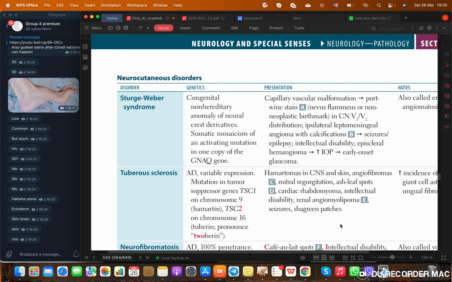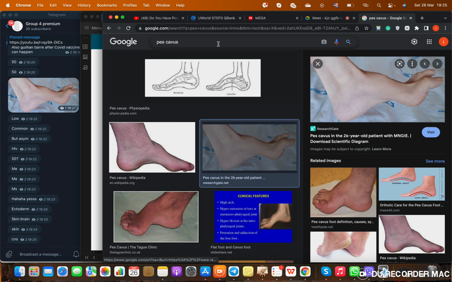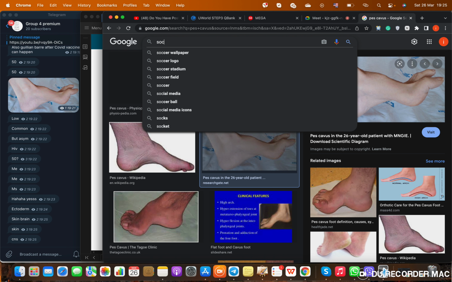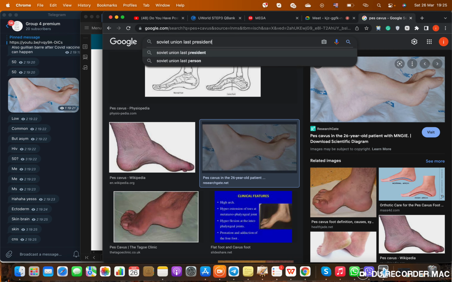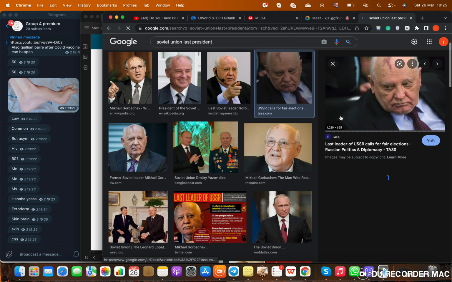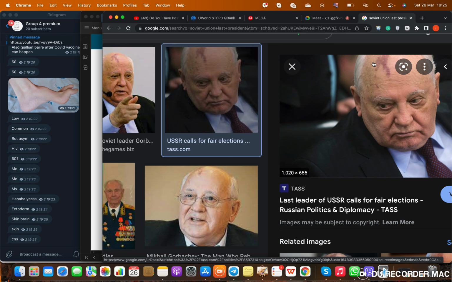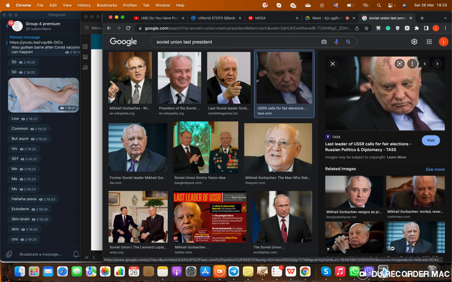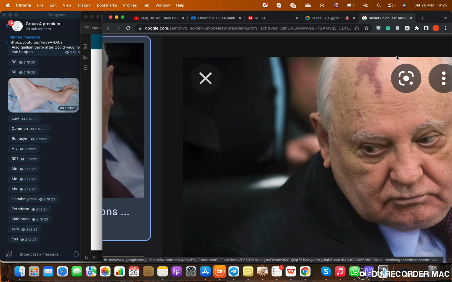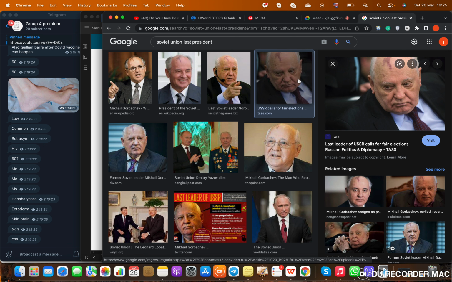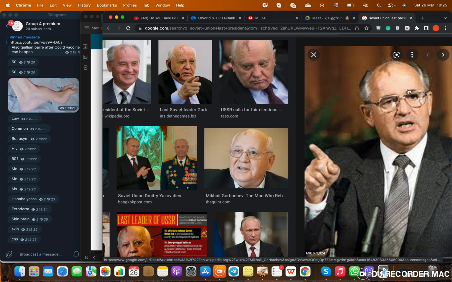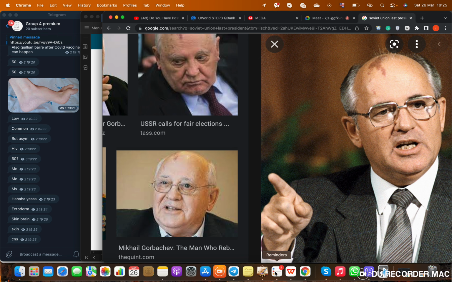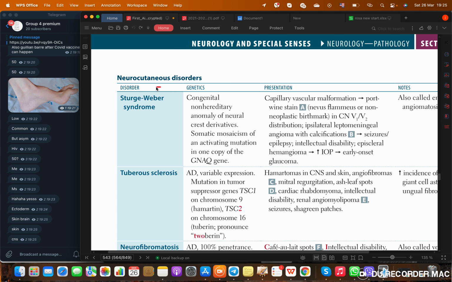This first disease is Sturge-Weber syndrome. Okay, guys, I know this is kind of annoying, so let me start speaking about the Soviet Union. The last president of the Soviet Union, Gorbachev, if you know that guy, had something on his head. It looks like somebody poured some wine on his head, right? That's why we call it the port wine stain. So this is the last president of the USSR. You can see this is the port wine stain. The port wine stain is highly associated with Sturge-Weber syndrome.